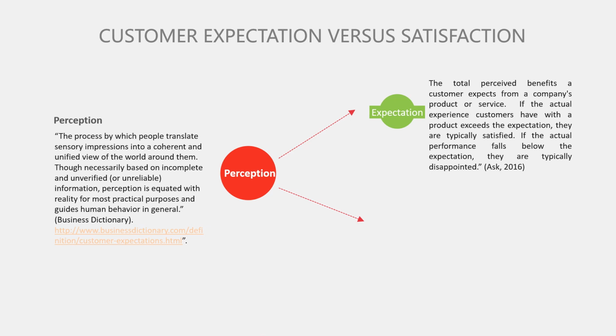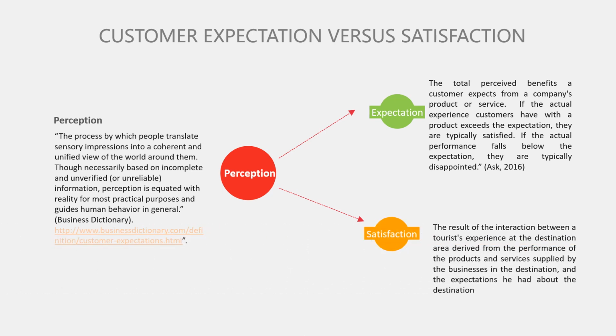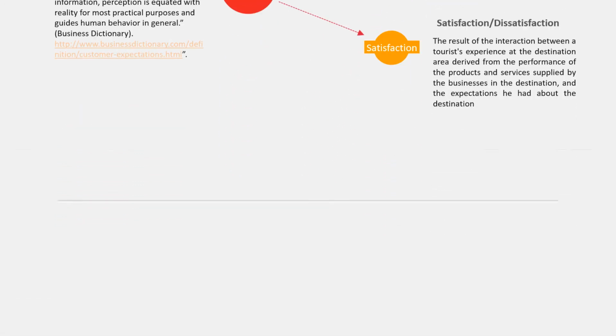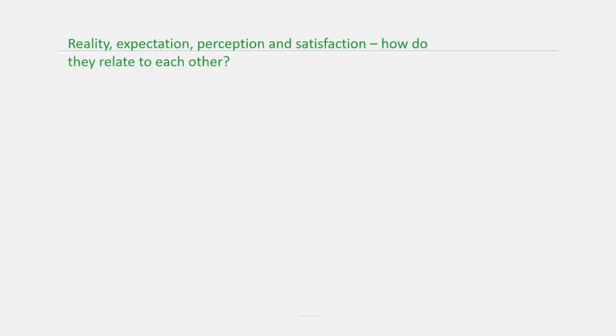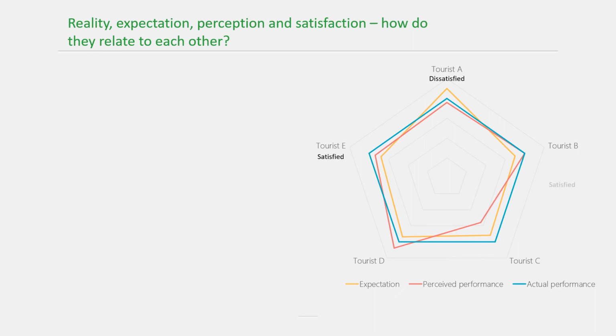Customer expectation refers to the total perceived benefits a customer expects from a company's product or service. Tourist satisfaction is therefore the interaction between a tourist's experience at the destination area and the expectations he had about the destination. In order to meet and exceed customers' expectations and close the gaps between expectation and satisfaction, marketers need to know where they stand in the expectation, perception, and satisfaction games.